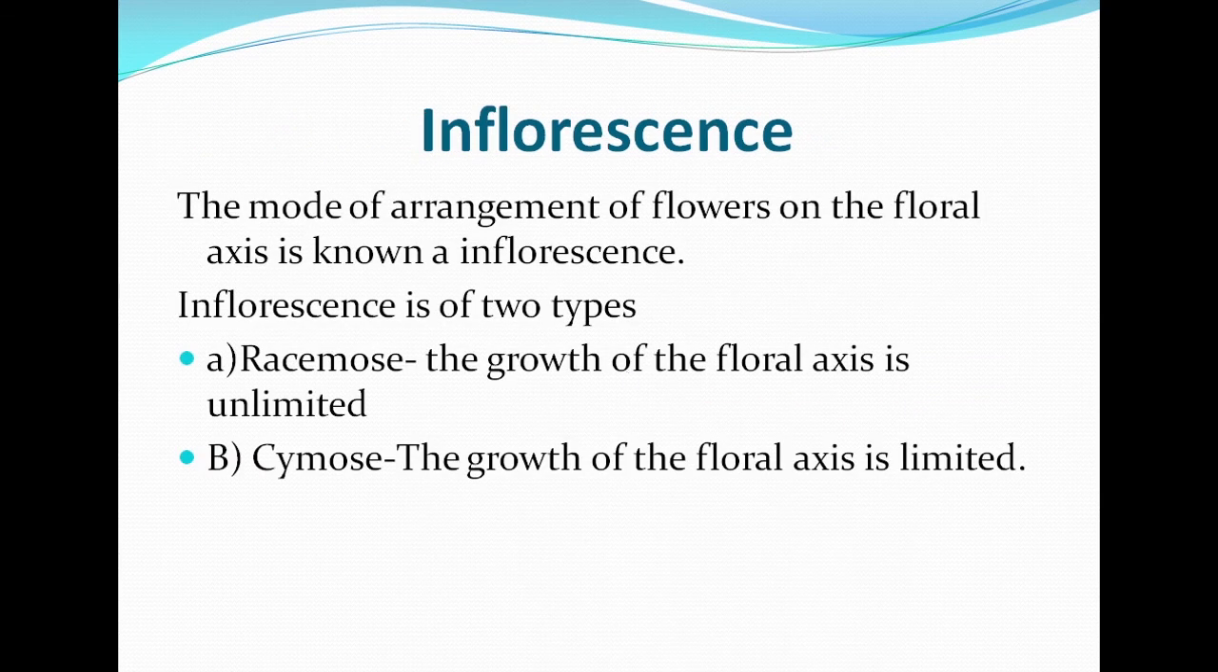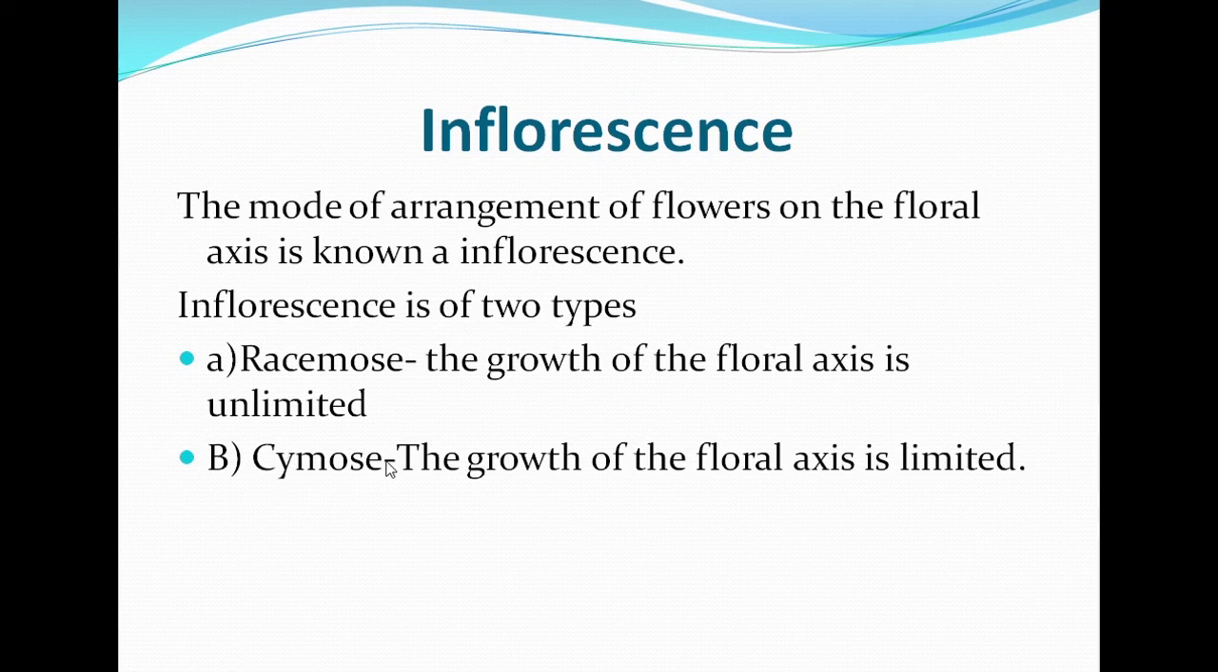Now, inflorescence. Inflorescence, the mode of arrangement of flowers on the floral axis, is known as inflorescence. Inflorescence is of two types, racemose and cymose. In racemose, the growth of the floral axis is unlimited, and in case of cymose, the growth of the floral axis is limited. These are the differences between racemose and cymose.